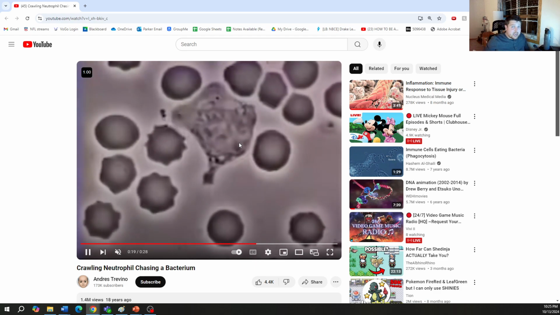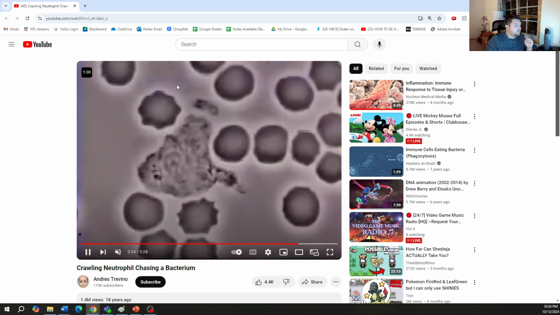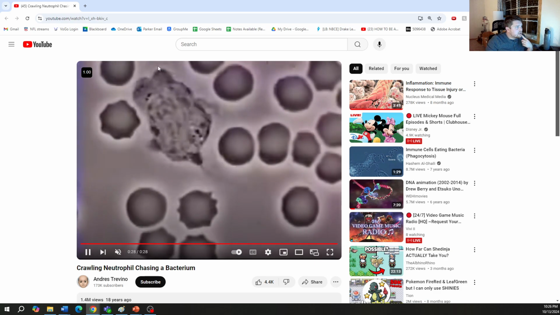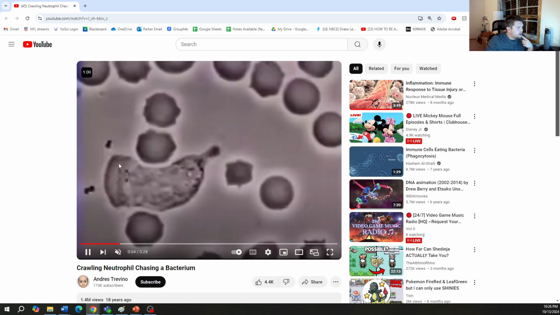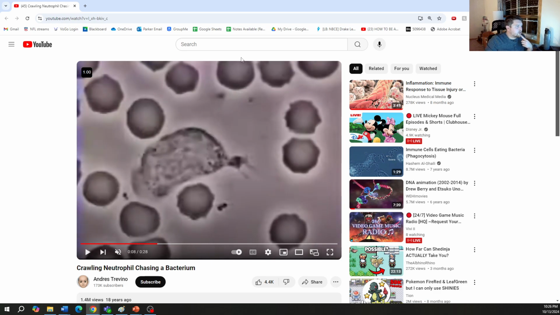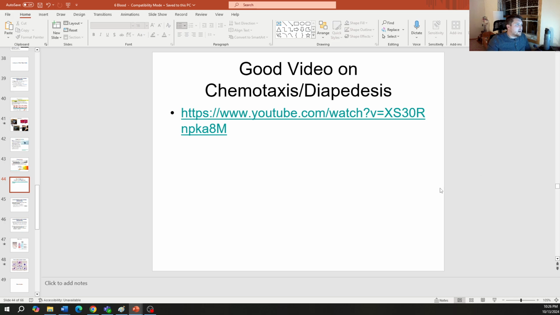So chemotaxis and diapedesis, they both go hand in hand. And you can also see the amoeboid motion with this. See how we get these little false feet out here moving around, how it pushes out. So there's a good video of all of those. So that is chemotaxis, that guidance system, that direction towards the injured tissues or the pathogens, whatever needs to be worked on. Here's another little video for you guys.